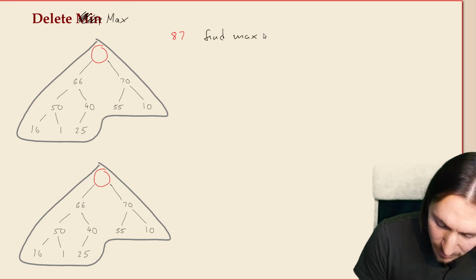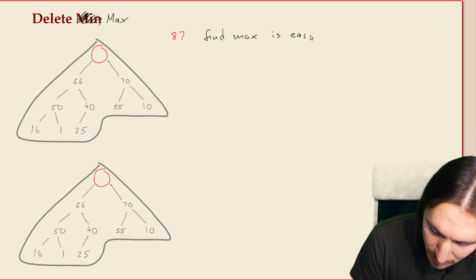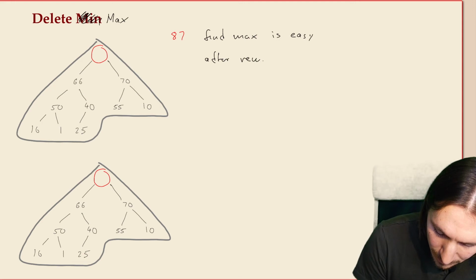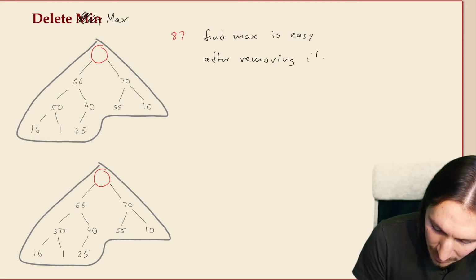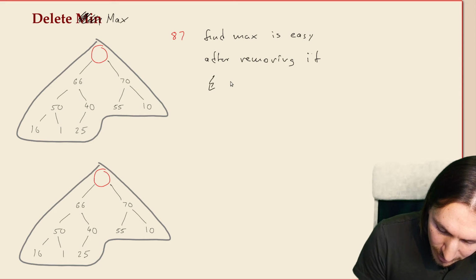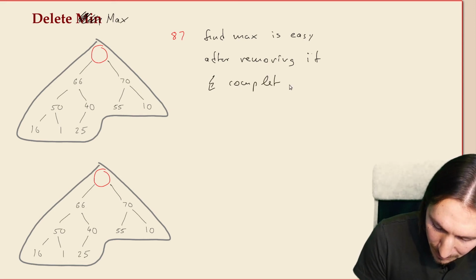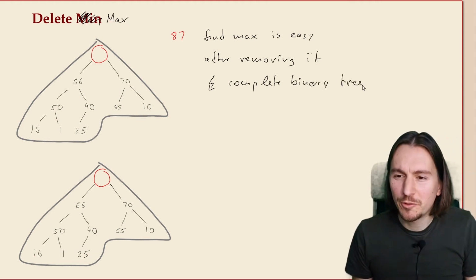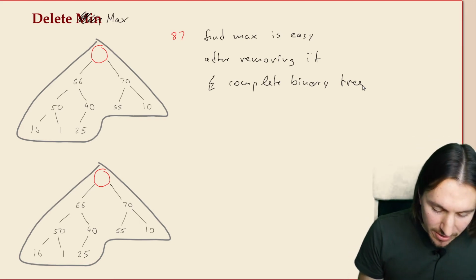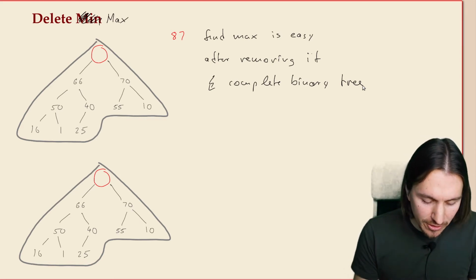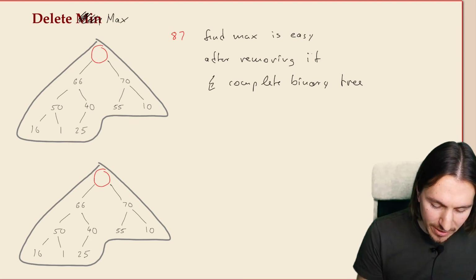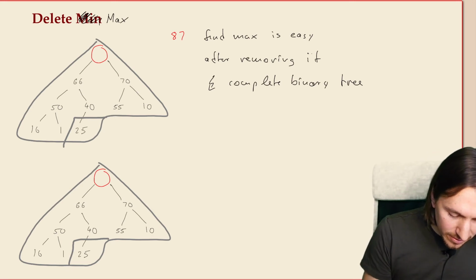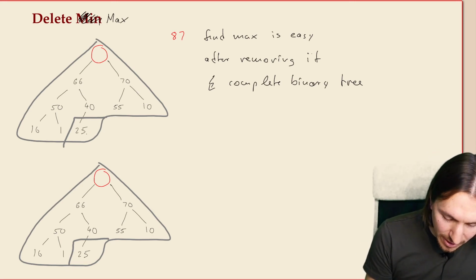But let me write this down. Finding the max is easy. But when we remove it, we are no longer a complete binary tree. So we have to do something about this. And the only thing we can really do is change the shape of the tree again in the only way that's allowed. And that means taking out this element and moving it up into this gap.